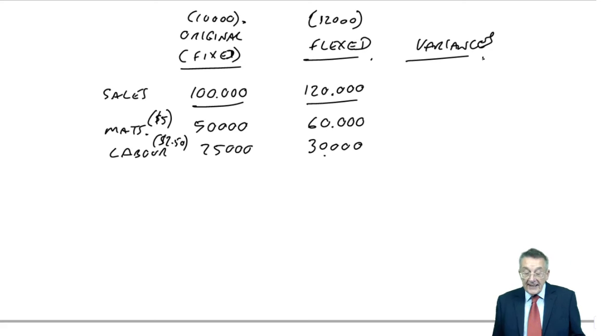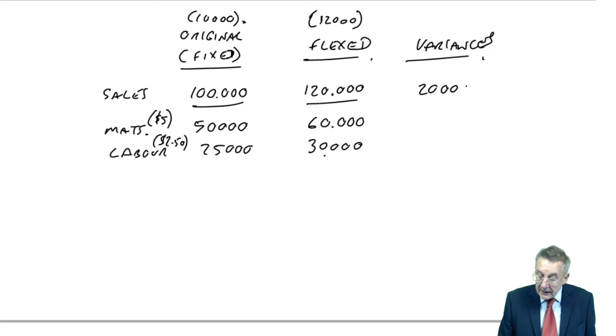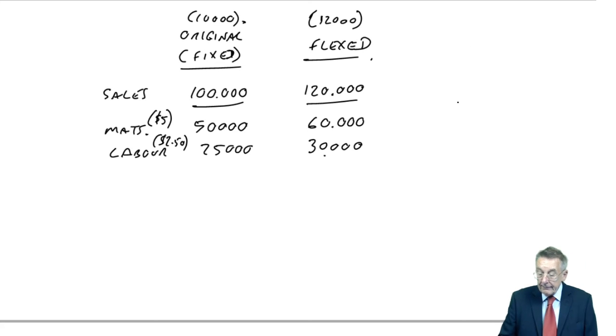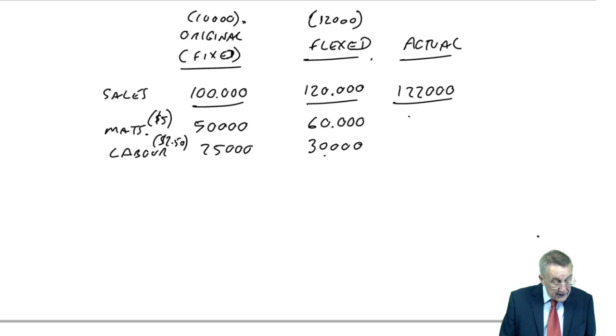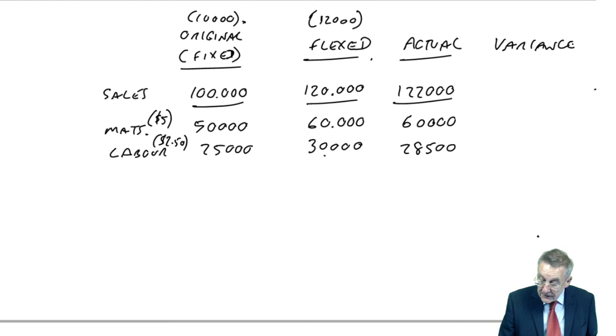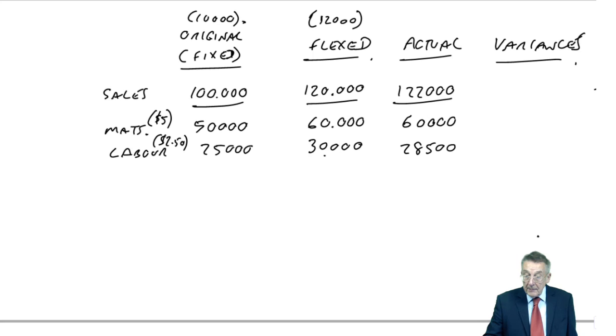Well, they're the difference. It says revenue's up 20,000, so 20,000 favourable. Oh, no. Stupid of me. It's late in the day. Sorry, we compare actual with the flexed. So the actual revenue was 122,000. The actual costs, materials 60, labour 28,500. Now I can do the variances. Sorry, we can all make stupid mistakes.